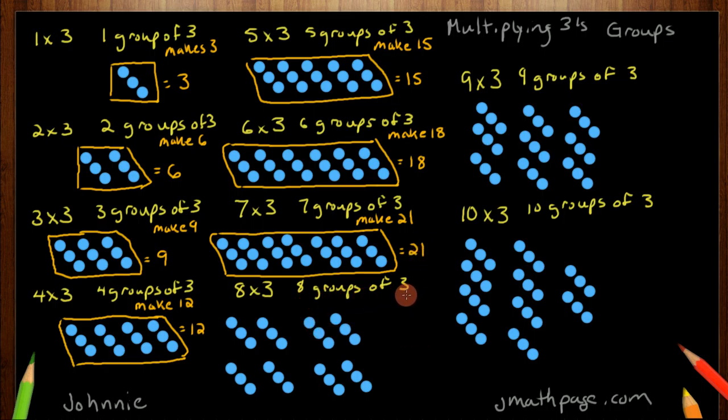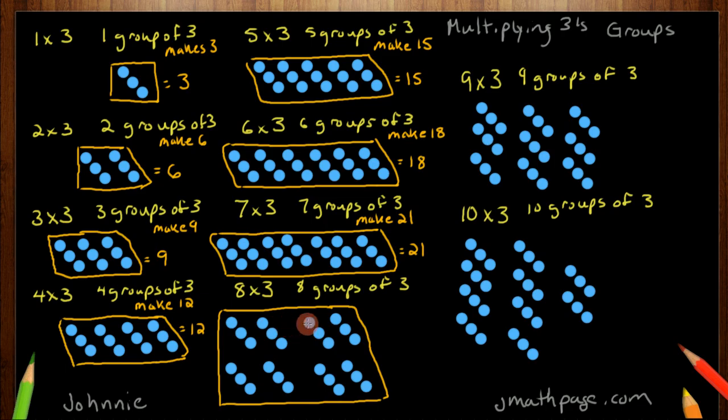8 groups of 3. Lots of different ways to look at this, isn't there? So let's put them all together first to figure them out. If I'm looking here, I can count them by 3's, right? 3, 6, 9, 12, 15, 18, 21, and 3 more makes 24. I could also see 4 groups of 6, right? 1 group of 6, 2 groups of 6, 3 groups of 6, 4 groups of 6.